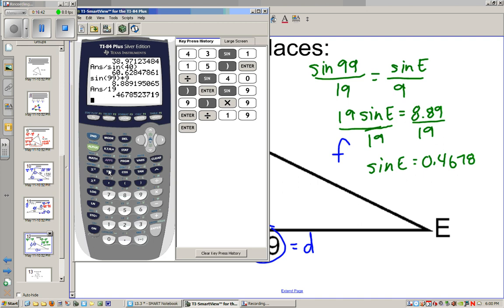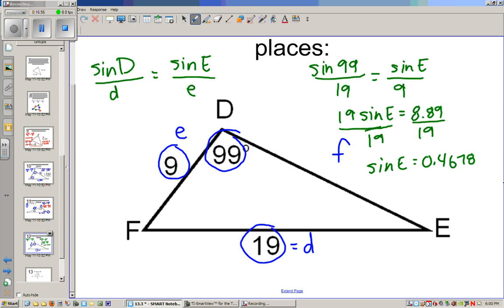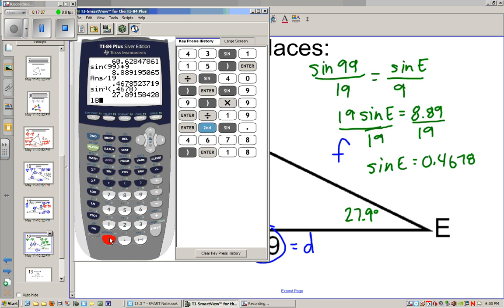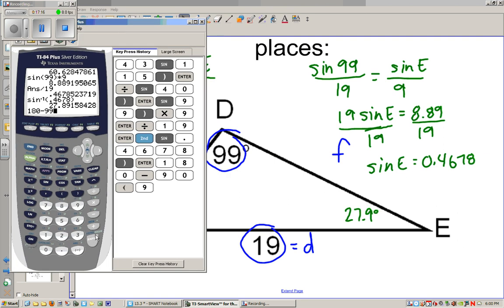All right. Now we're working with angle measure, so we have to calculate the sine inverse of this. Sine inverse of 0.4678. We get that angle to be about 27.9 degrees. So again, this was angle E as 27.9 degrees. So we can calculate angle F, and let's do that right now. So 180 minus, sorry, 99 here, not 90, minus 27.9. So this angle F should be 53.1.